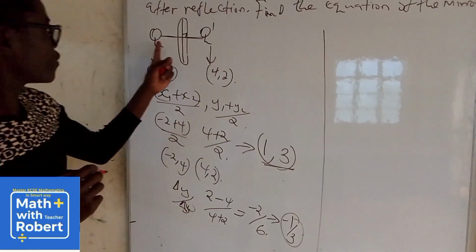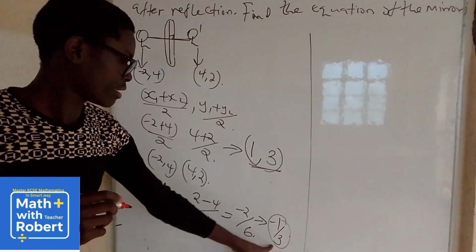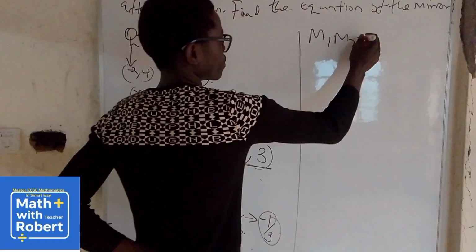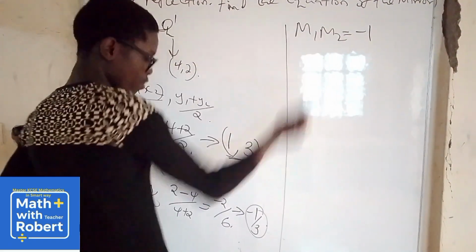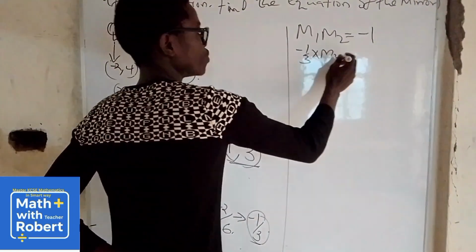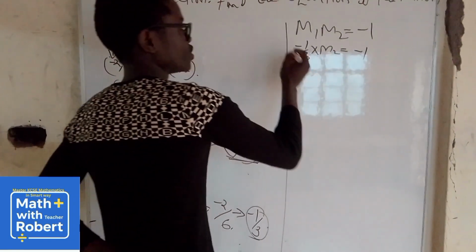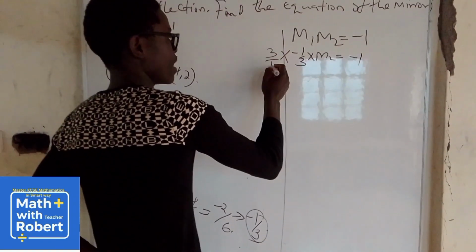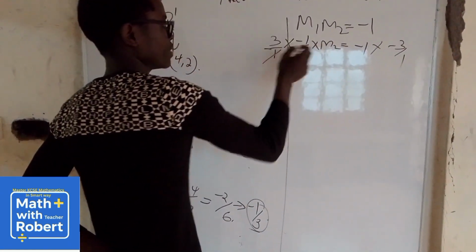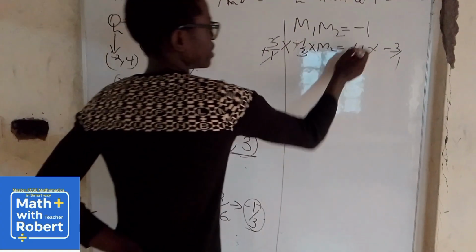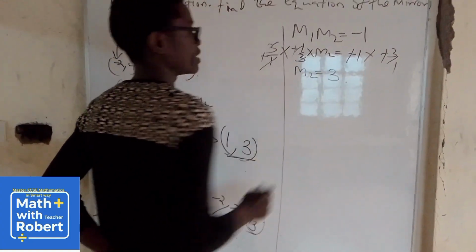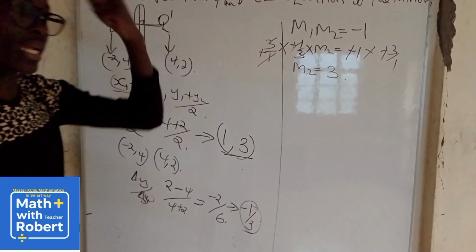So the gradient of QQ prime is negative a third. So we use this formula: m1 times m2 is equal to negative 1. m1 is negative a third. Negative a third multiplied by m2 is equal to negative 1. So multiplied by 3 over 1, negative multiplied by negative 3 over 1. So m2 is equal to 3. So that is the gradient of the mirror.